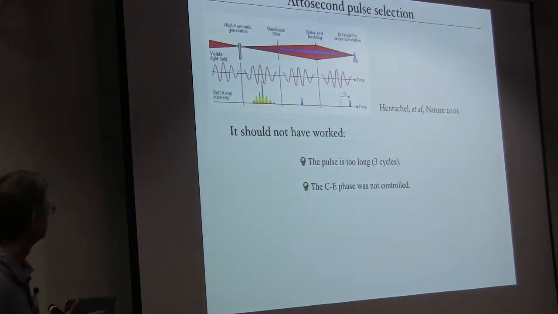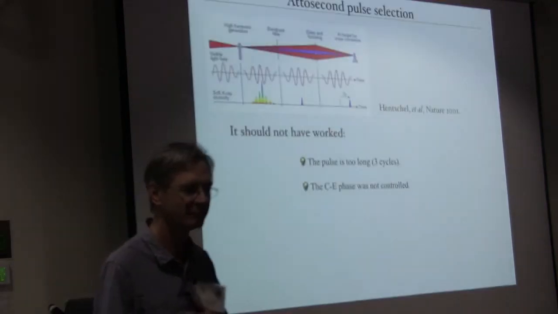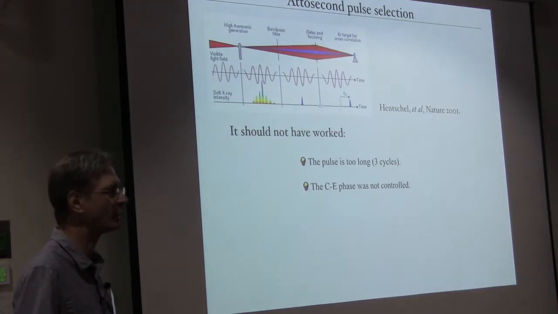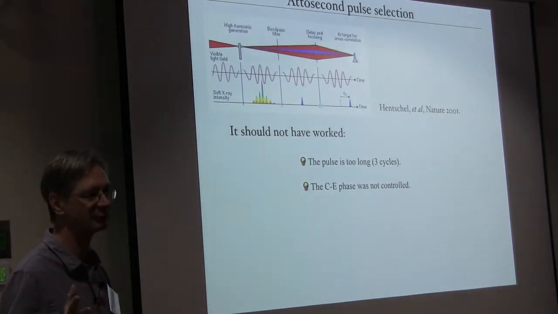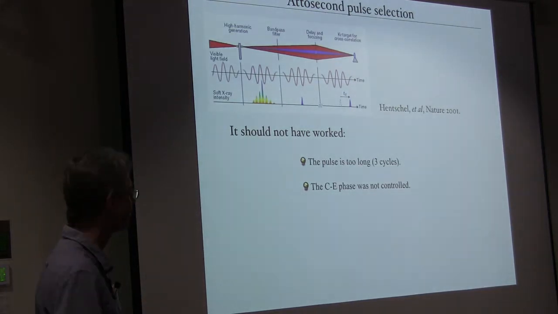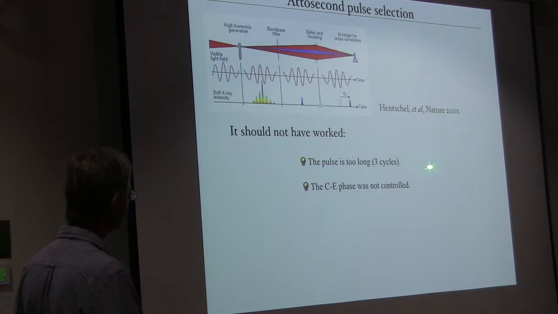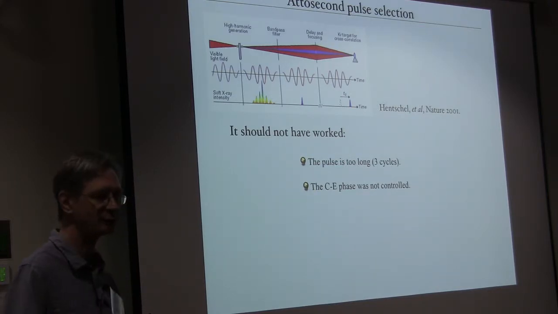Here's the problem. It should not have worked. It should not have worked because the pulse they were using is too long. It wasn't a 1.5 cycle pulse. It was at least a 3 cycle pulse. So there's many, many returns. Not many, but several returns. So the pulse is too long, and crucially, the carrier envelope phase was not controlled.